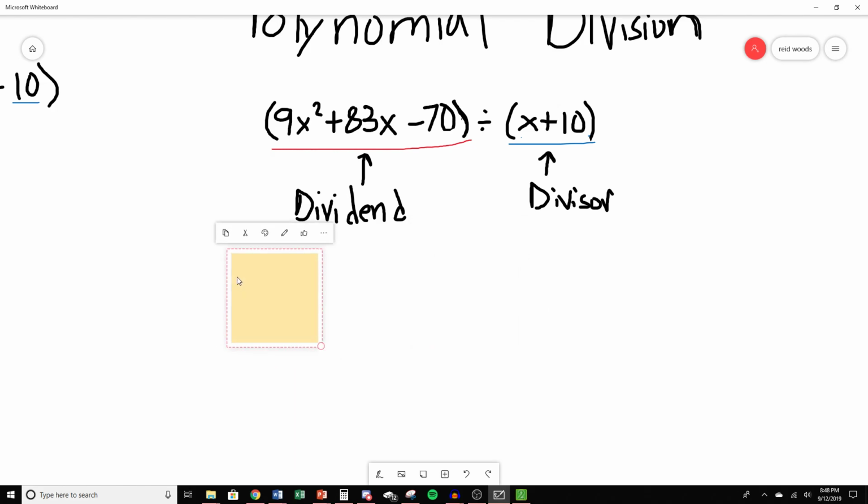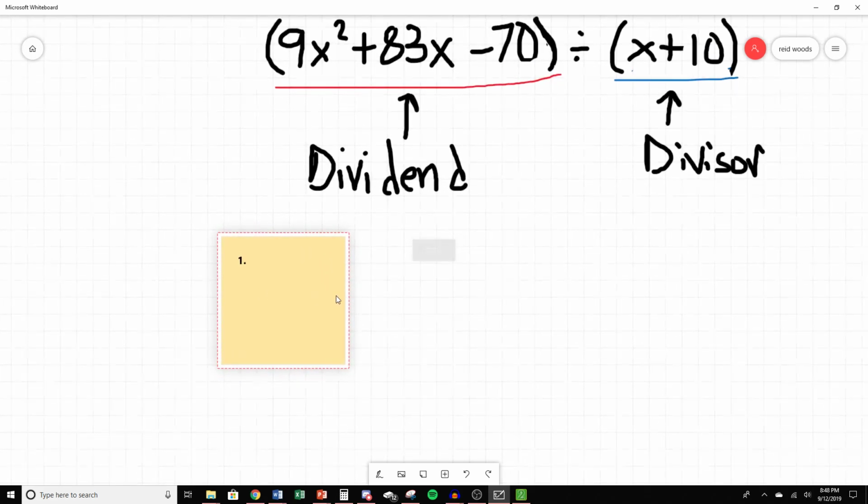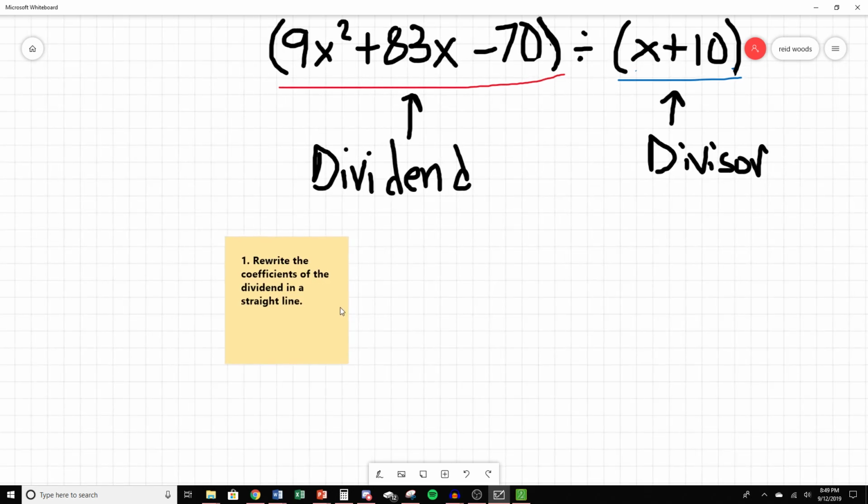Okay. All right. So the first step that we're going to do is we are going to rewrite the coefficients of the dividend in a straight line. Okay, so that's how we're going to start this.